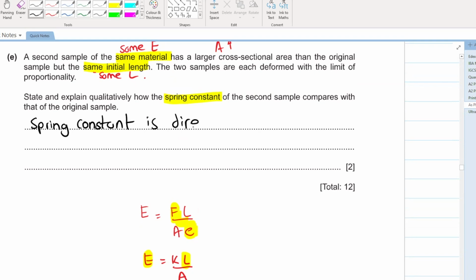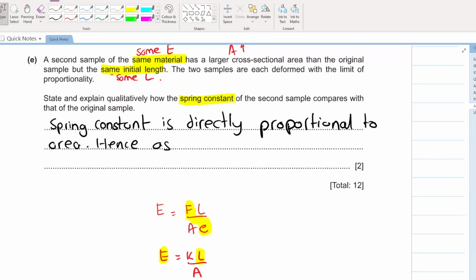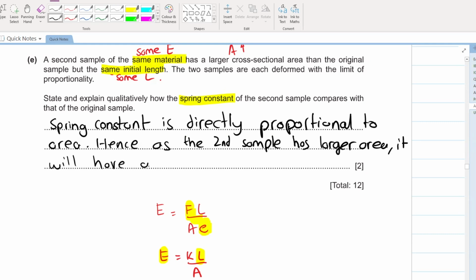Spring constant is directly proportional to what? Is directly proportional to area. Hence, as the spring constant is directly proportional to area, hence as the second sample has larger area, it will have a larger spring constant.